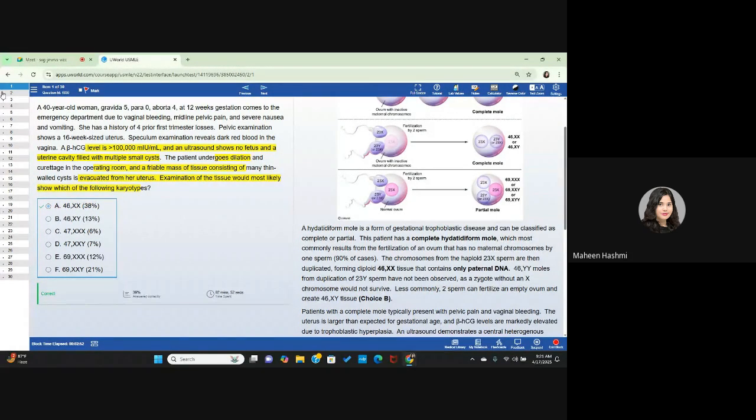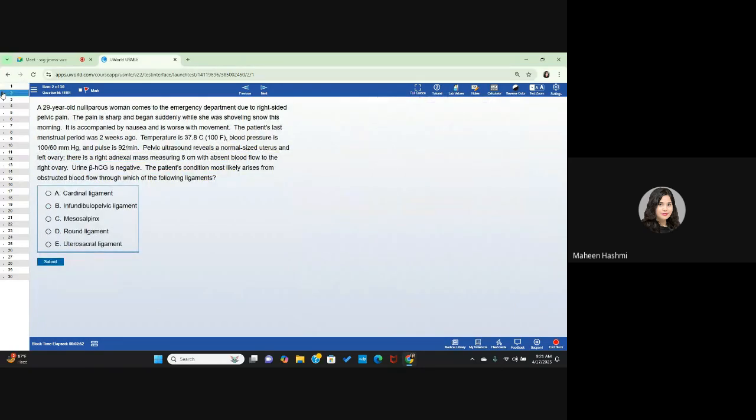All right. Then we go to the next question. Pelvic ultrasound reveals a normal size uterus and left ovary. There is a right adnexal mass measuring 6 centimeters with absent blood flow to the right ovary. What does this mean? Absent blood flow. Torsion. Very good. And that is how you differentiate ovarian torsion from other causes of pelvic pain. Urine beta HCG is negative. The patient's condition most likely arises from obstructed blood flow to which of the following structures?